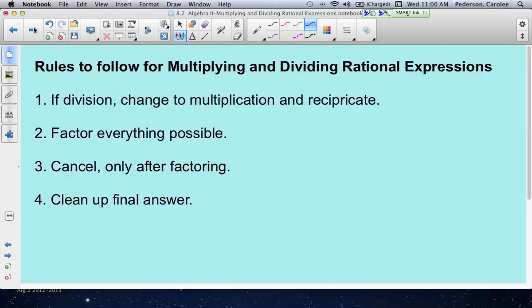Number 2 is to factor everything possible. So again, factoring is coming back in this chapter. After that, we cancel any like factors and then clean up your answer.